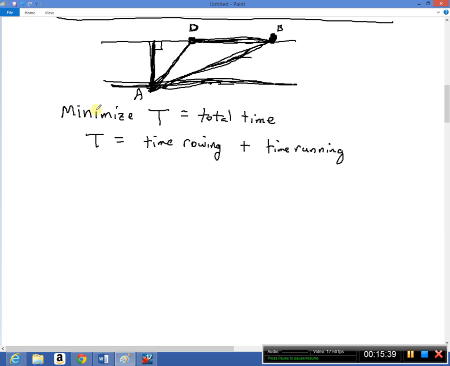Here, the guy is interested in minimizing the total amount of time it takes him to get from A to B. Yes, we have to figure out where that point D is, but it's the total time that we are trying to minimize. All right? And we need to remember one important fact, that distance equals rate times time.